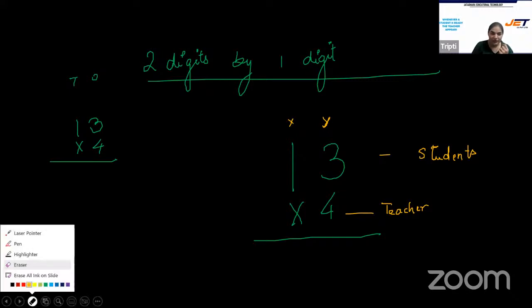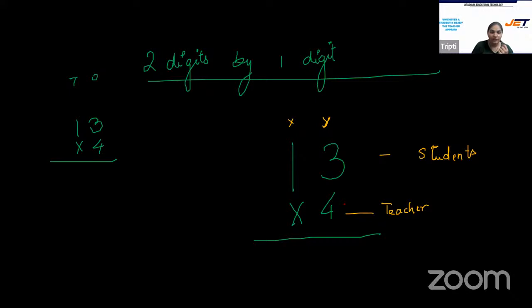So what will happen here? The teacher will first go to the one which is closest. So the teacher will first go to student Y and get multiplied, or means talk to student Y, which is multiplication actually. So this is just a way of remembering how to do it. So 4 times 3. What is 4 times 3? 12.